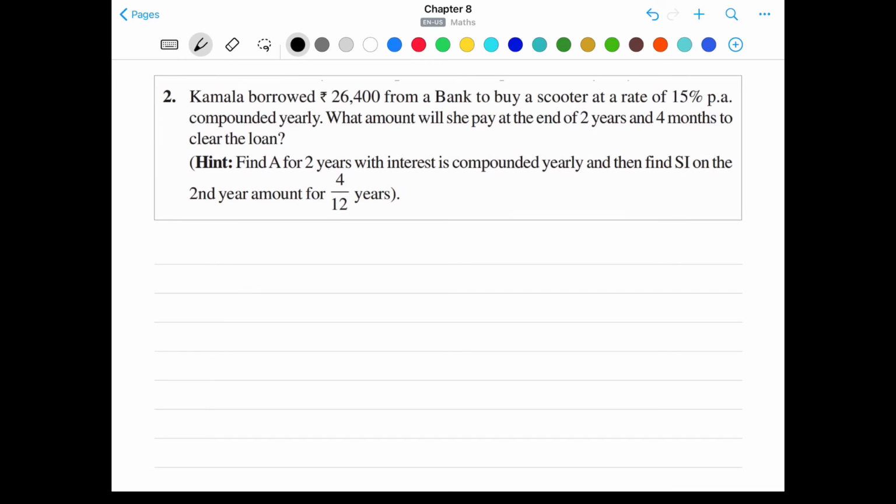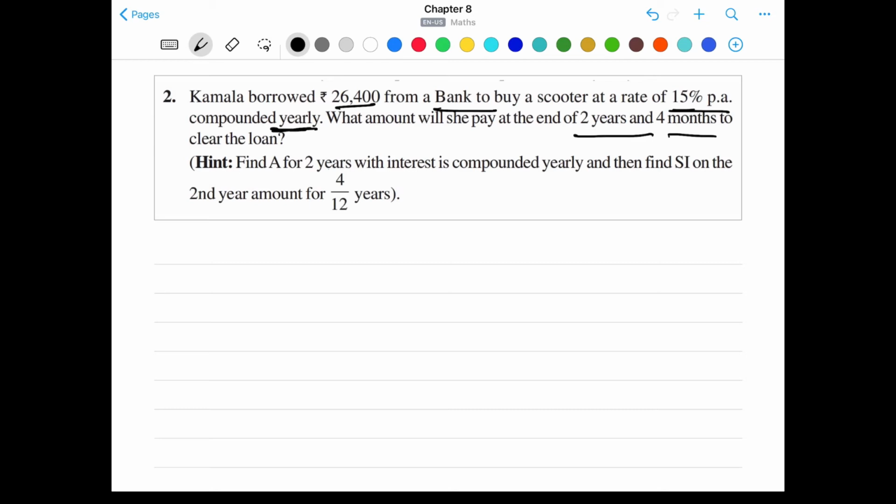Now let's move to question number 2, which is: Kamla borrowed 26,400 from a bank to buy a scooter at the rate of 15% per annum compounded yearly. What amount will she pay at the end of 2 years and 4 months to clear the loan? As you can see, we are given the principal amount, which is 26,400. Rate of interest is given as 15% per annum, and interest is also compounded yearly. Annum and yearly mean the same thing.